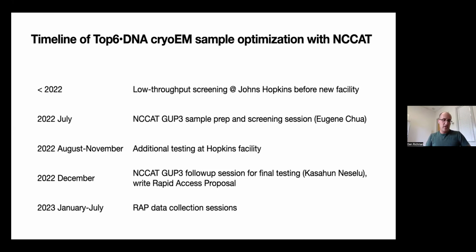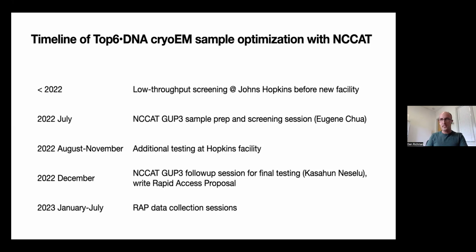Then in July and December of 2022, I did these two sample prep and screening sessions on site at NCCAT. That allowed me to, at a much higher throughput, systematically test detergents, cross-linkers, grid surfaces, carbon, graphene, etc., different glow discharge or plasma cleaning techniques, even a chameleon device. And between those two sessions and some additional testing back home in the months between them, I conclusively showed that I could only use amorphous continuous carbon to get this project to work.